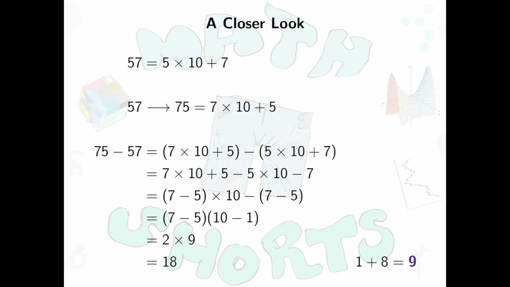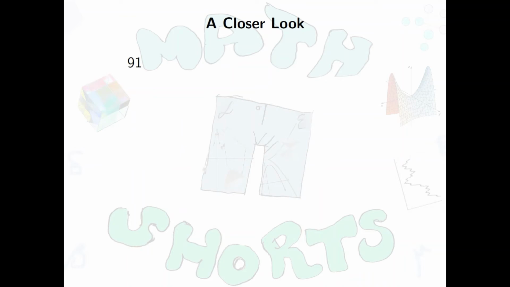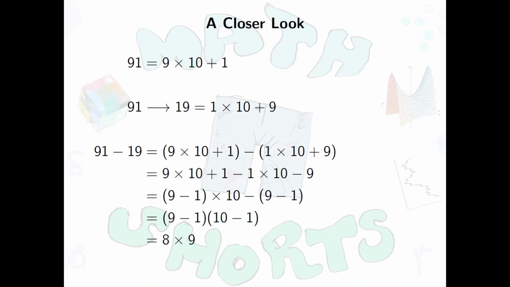Okay, let's look at our second example. If we did 91, and again we wrote it in this expanded format, as well as 19 when we reverse things, then when we do the difference, if we go through exactly the same process of subtracting these two expressions, bringing together the stuff that is the same, factoring it, we end up with 8 times 9. So again, we're getting something times 9. 72, 7 and 2 is 9. So again, we're starting to see another pattern.